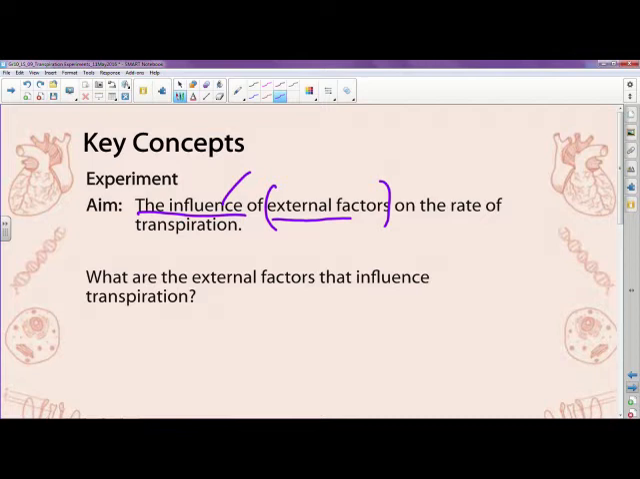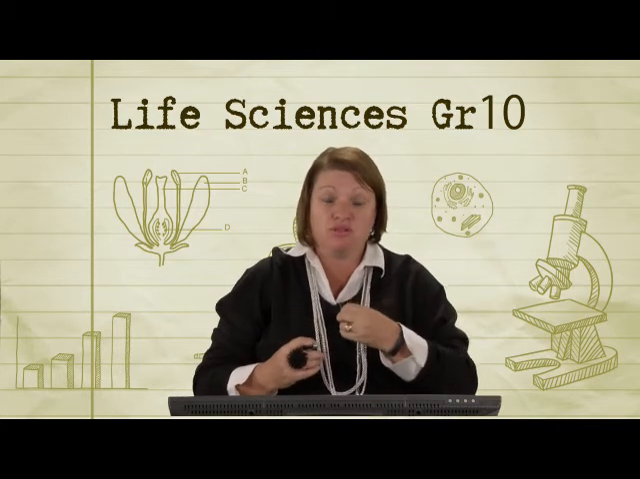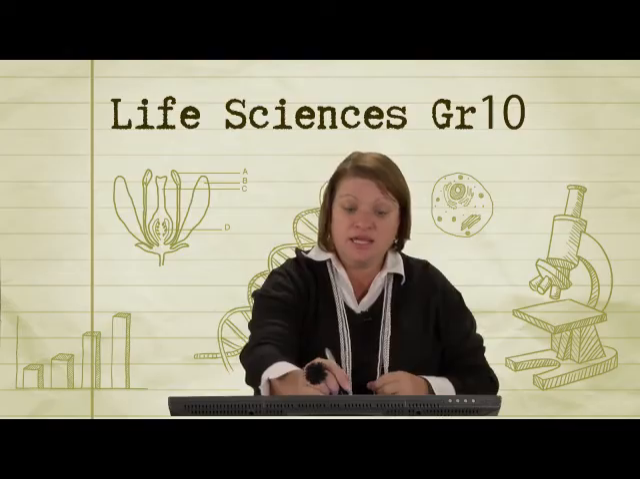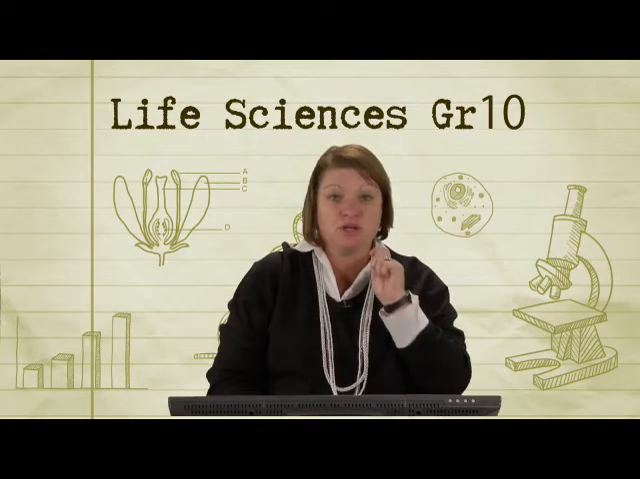Now, you need to go back to the last lesson. What things outside of the leaf will cause the leaf to transpire quickly? That's the influence. Does it slow it down or does it speed it up? I'm giving you 1 minute. I want you to quickly jot down what the external factors were, and there are about 4 of them that we are going to test today, that are going to influence how quickly or how slowly transpiration occurs. Your time starts now.